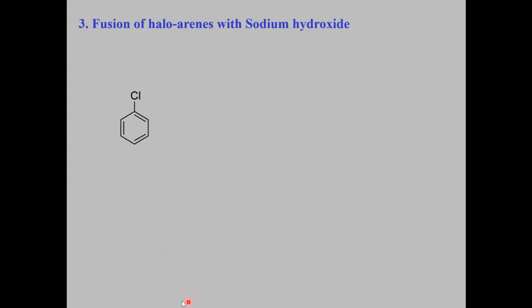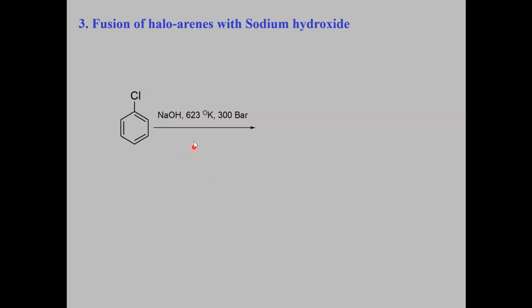Another method is, instead of using benzene sulfonate, there is availability of halobenzene, chlorobenzene. Chlorine is electronegative, that's why it pulls the electrons. The carbon attached to this chlorine is a positive center. It is easily available in the market. I treat with sodium hydroxide at 623 Kelvin, and the positivity of this carbon in the benzene ring is less because chlorine is not as electronegative as in the previous case we have seen.